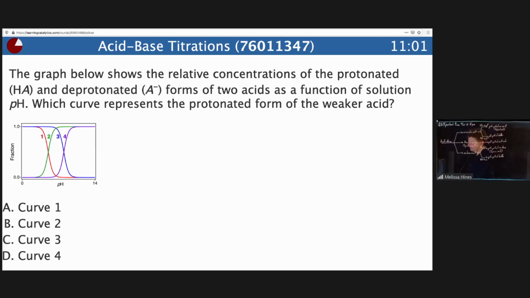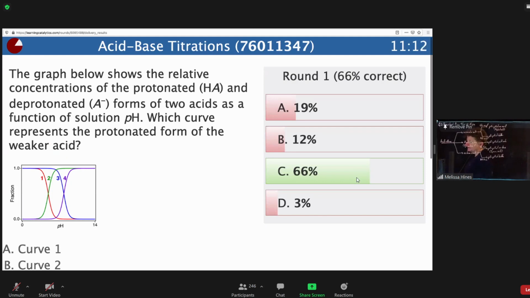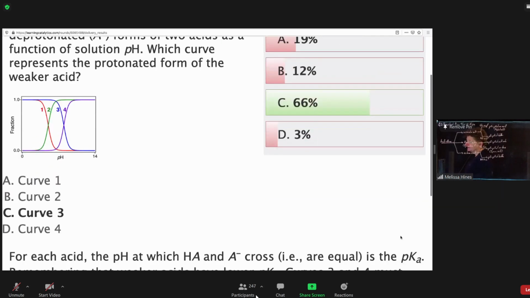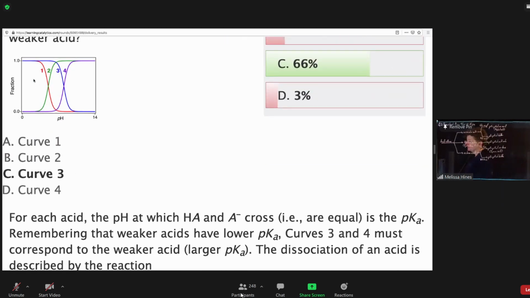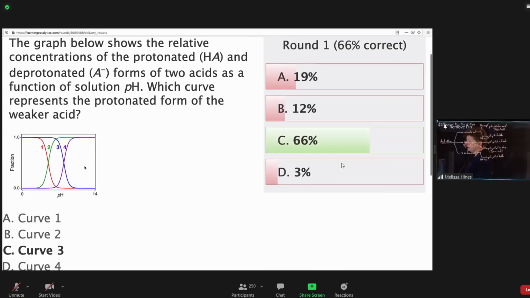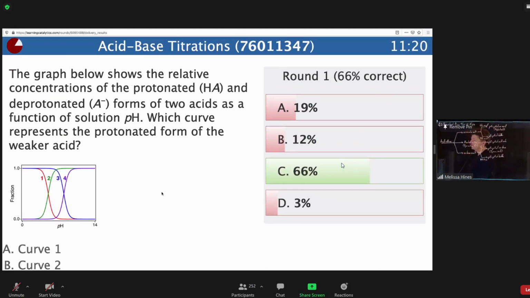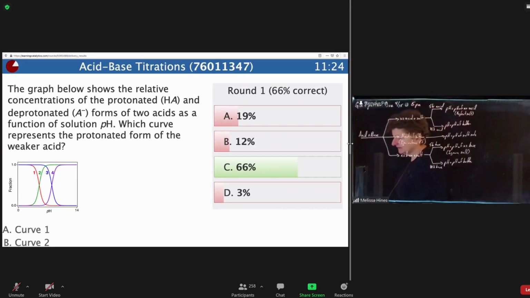and we'll talk about the warm-up problem. Okay, 66% of you got it correct, and 66% of you said it was curve 3, the blue curve. Okay, so let's figure out what's going on here. You're trying to find the protonated form of the weaker acid. So let's talk about these curves.